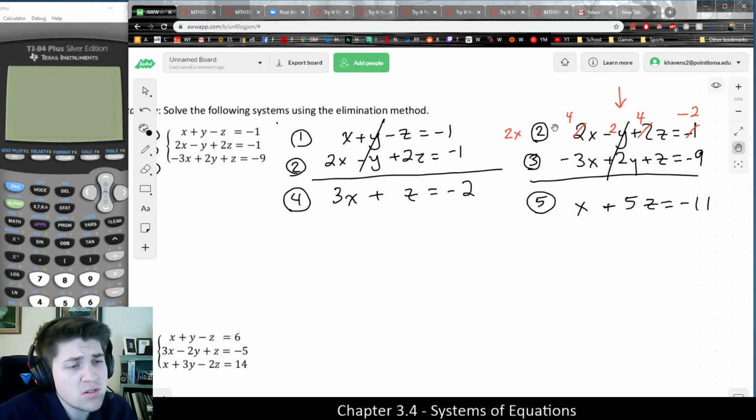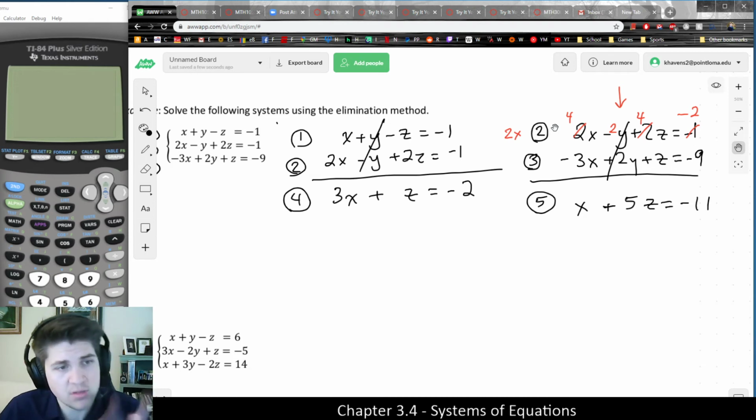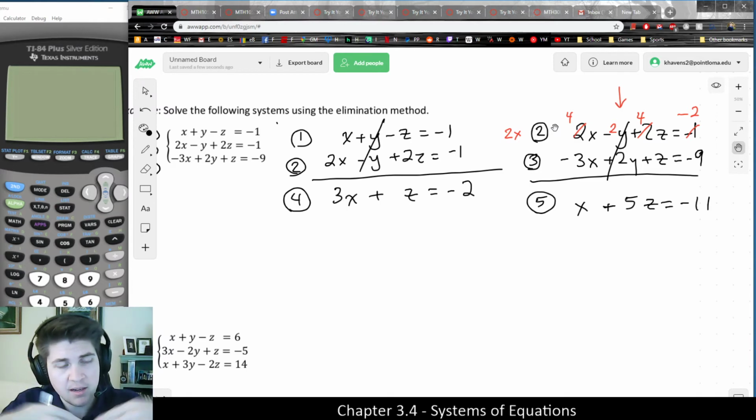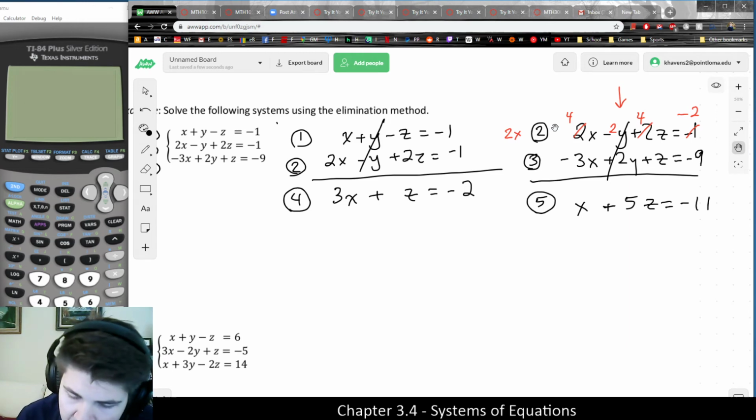And assuming I use two different pairs of equations and I eliminated the same variables, what I should get is two new equations. Notice equations 4 and 5. In both of these equations, they're very similar. They're both now down to two variables. It's 3x plus z equals negative 2, and x plus 5z equals negative 11. Now I could take those two equations and eliminate the variable of my choosing to finish the elimination. So my next step would be to take equations 4 and 5 and perform elimination on these new sets of equations.